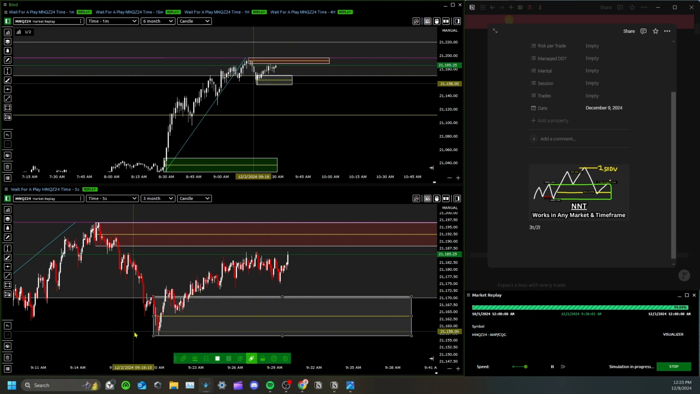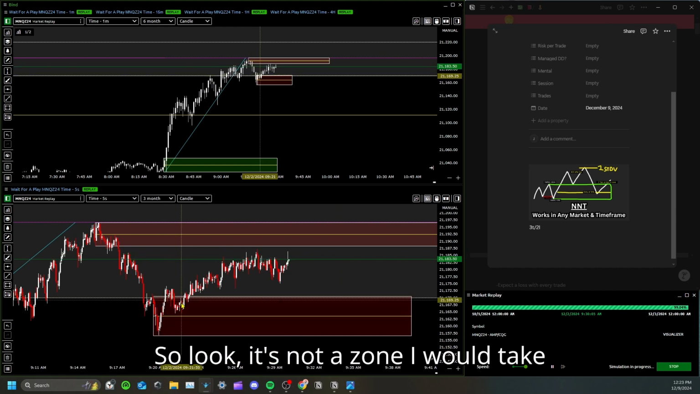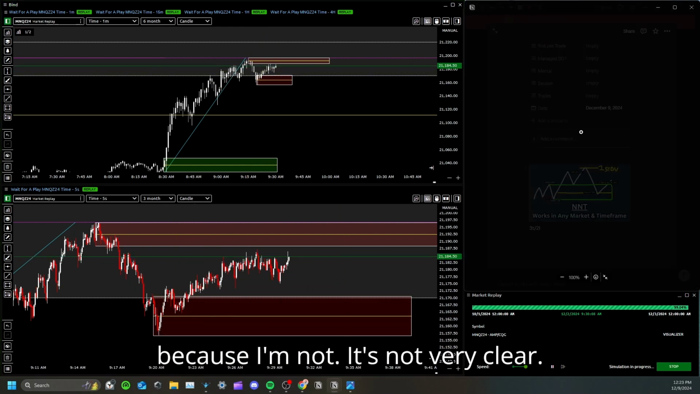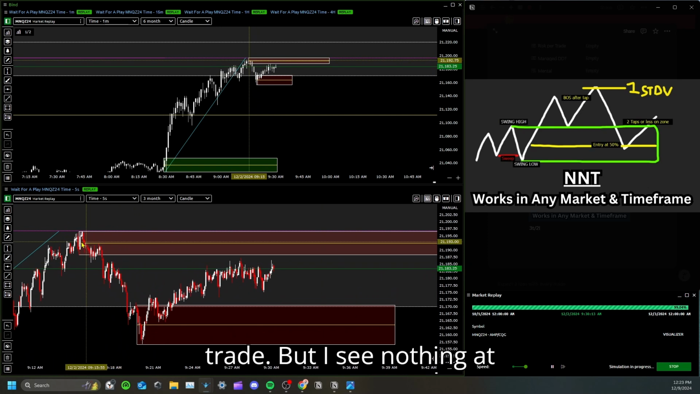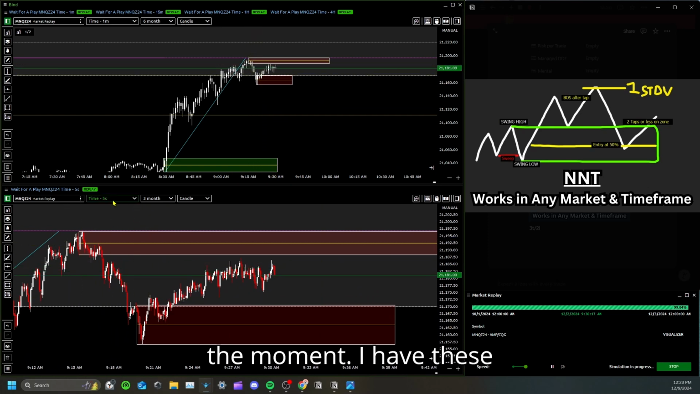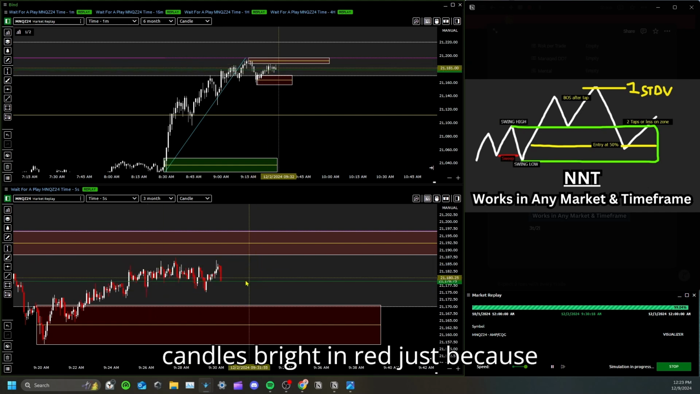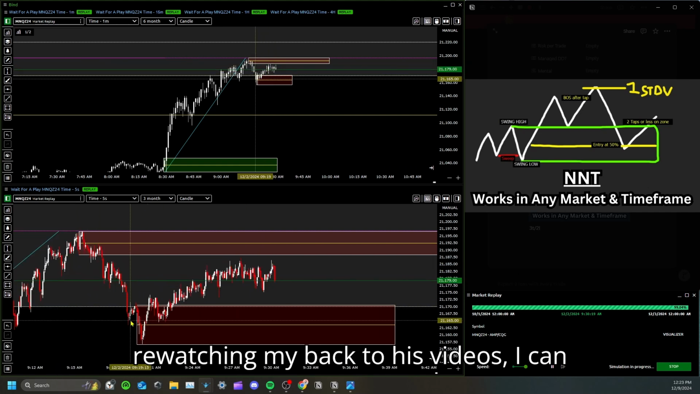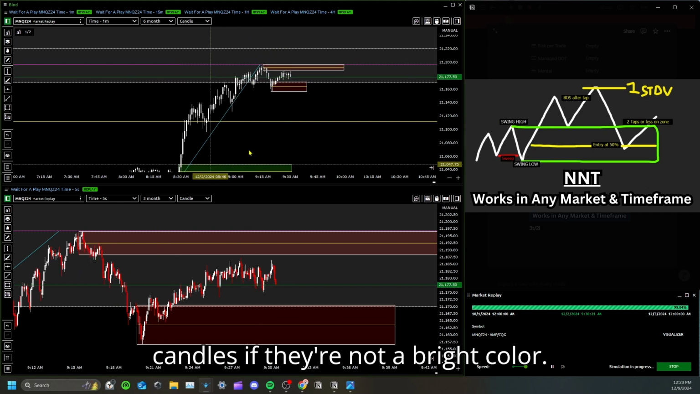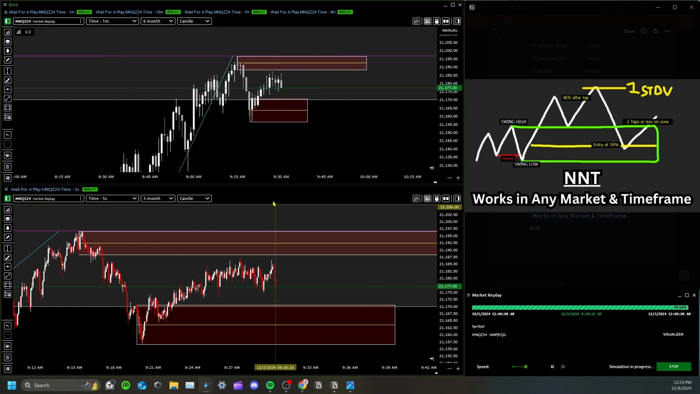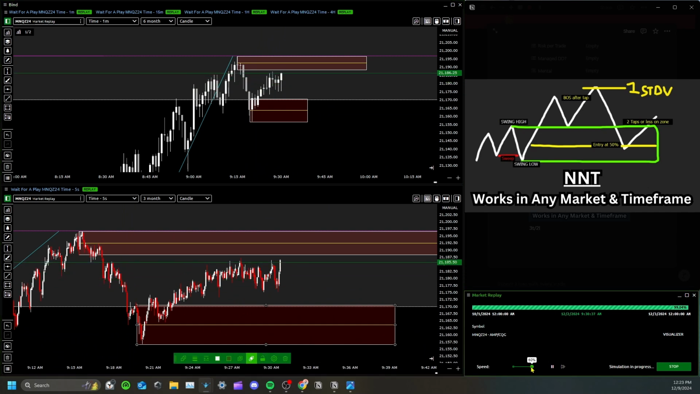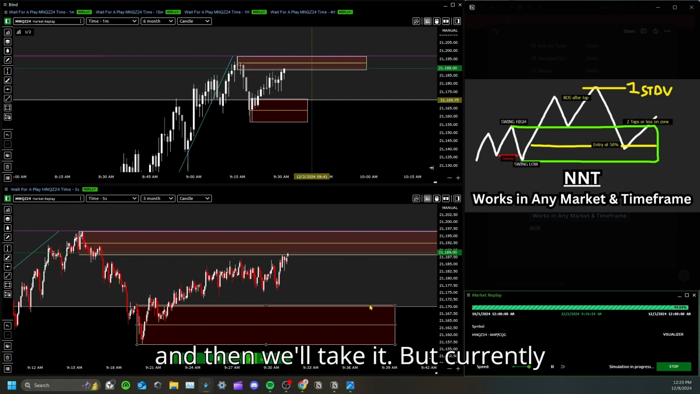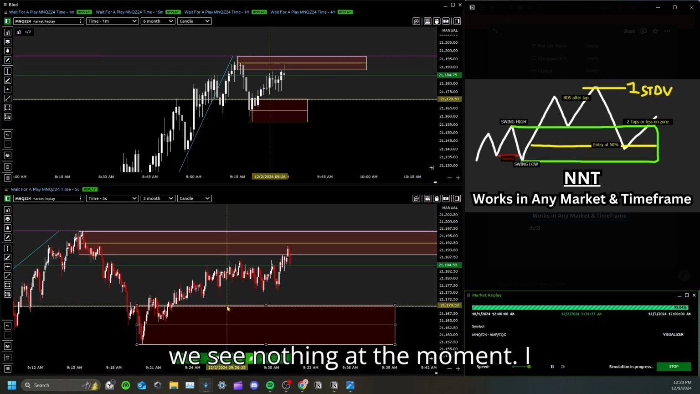So look, this is not a zone I would take because it's not very clear. I'll leave this up for now until I take a trade. But I see nothing at the moment. I have these candles bright red just because, rewatching my backtest videos, I can see that it's kind of hard to see my candles if they're not a bright color. So yeah, that's basically it. We're just going to be waiting for a clean setup and then we'll take it. But currently we see nothing at the moment.